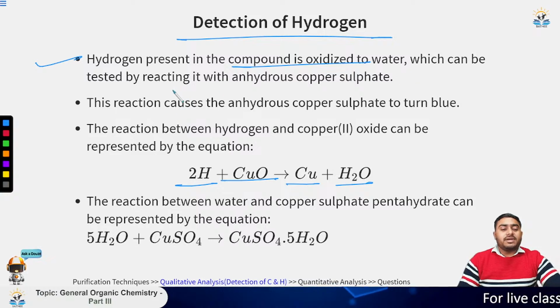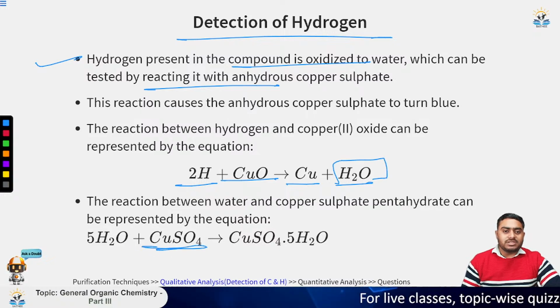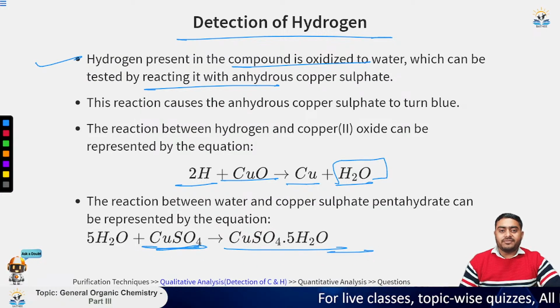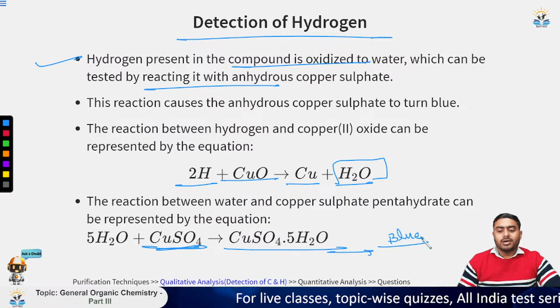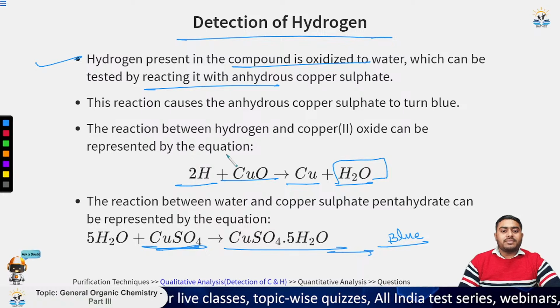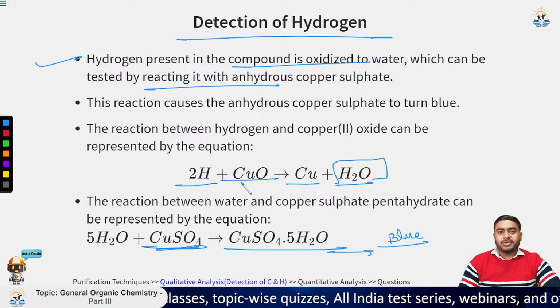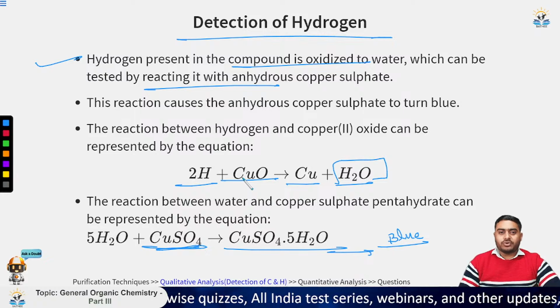This can be tested by reacting it with anhydrous copper sulfate. The water produced in this reaction is treated with copper sulfate, and you will get copper sulfate pentahydrate, also named blue vitriol, which is blue in color. The reaction between hydrogen and copper oxide can be represented by the equation 2H plus CuO gives Cu plus H2O, not 2H2O, okay.